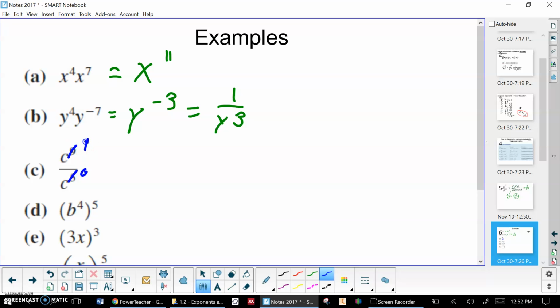I have 5 in the bottom, so I take away 5, and I have 4 left. So that is c to the 4th. But if you use your rule, c to the 9th minus the 5th is c to the 4th power, if you like the rule better.